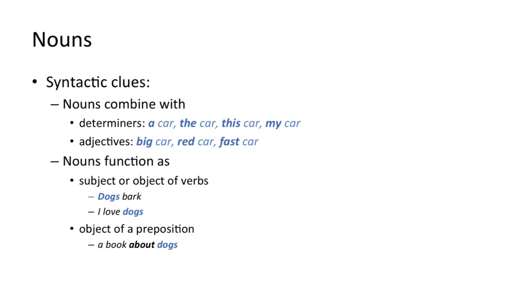Nouns or noun phrases can be subjects or objects of verbs. What that means is that they're used to refer to the person or the thing that does the action that the verb describes. Dogs bark. Or the person or thing that has the action done to them. I love dogs. They can also follow a preposition, a book about dogs.